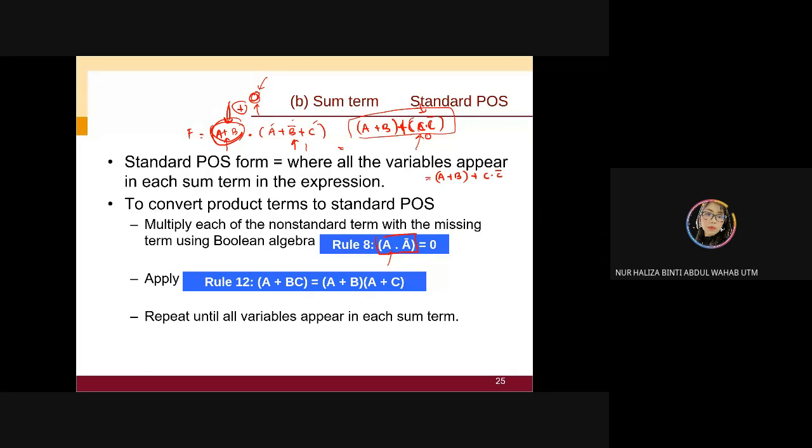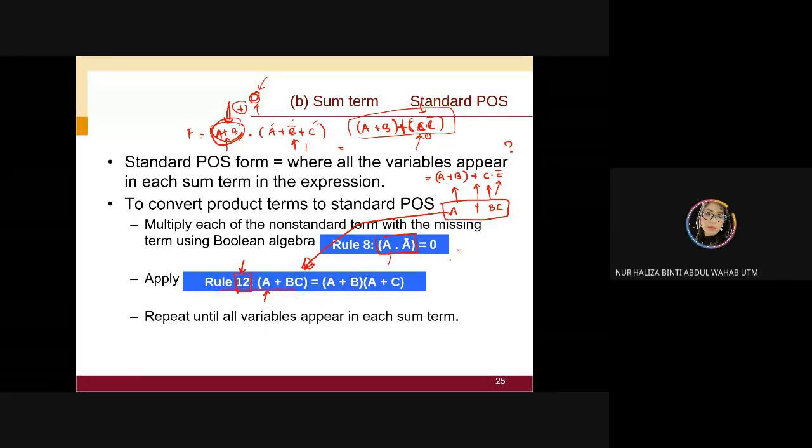Now, how to solve this? Then there is another rule here. Rule number 12: A plus BC. This is my plus, this is my A, this is my B, and this is my C. Is it similar or not? Similar, right? My A now is A plus B, my B now is C, and my C now is C bar.